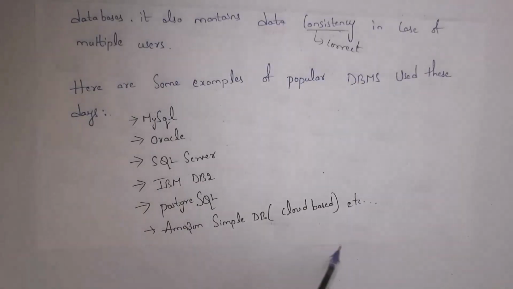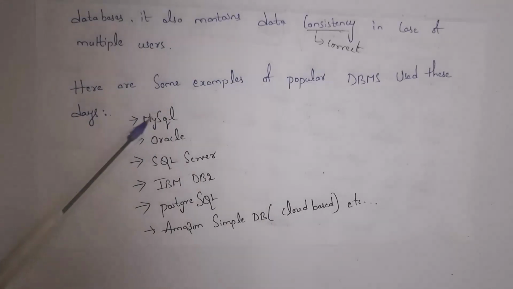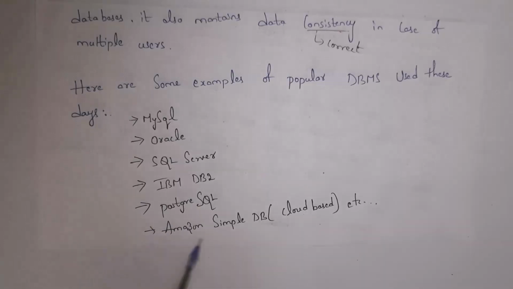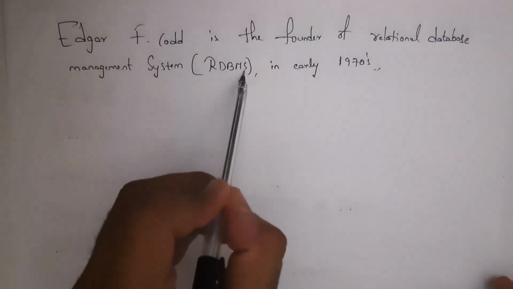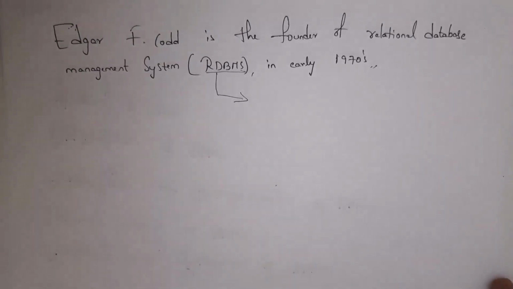Guys, these are some of the examples of popular DBMS used these days. They are MySQL, Oracle, SQL Server, IBM DB2, PostgreSQL, Amazon SimpleDB. All these are examples of popular DBMS used these days. Edgar F. Codd is the founder of Relational Database Management System in the early 1970s. Relational Database Management System is nothing but data which is stored in the form of tables, that is in the form of rows and columns.